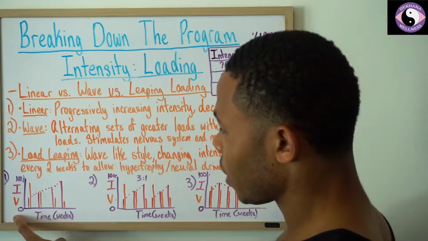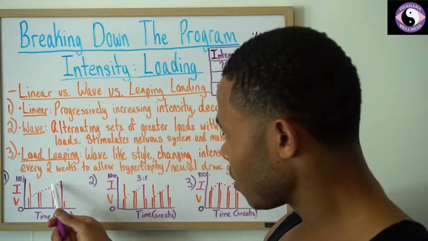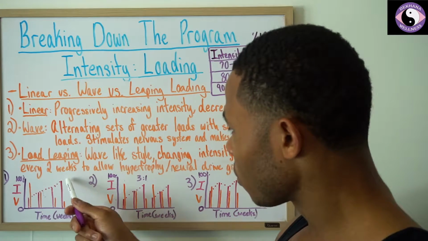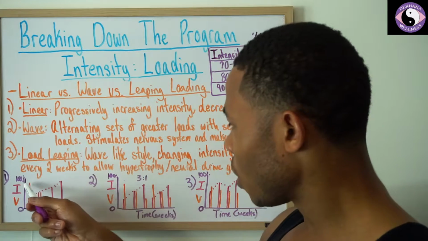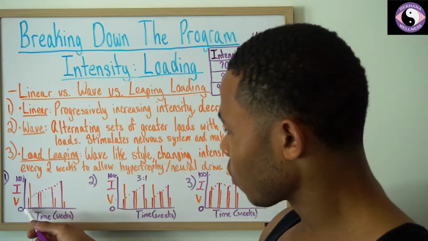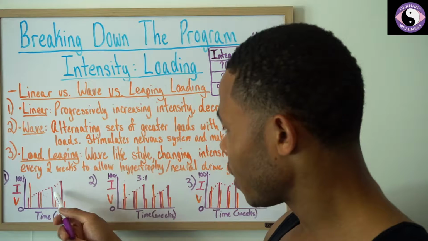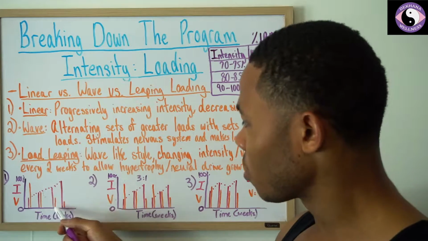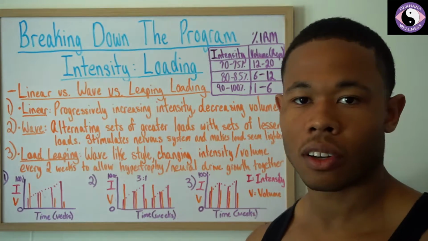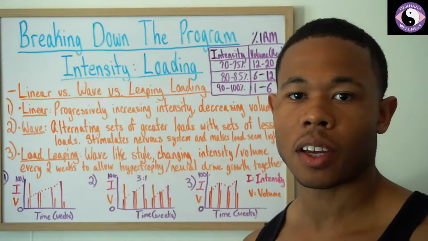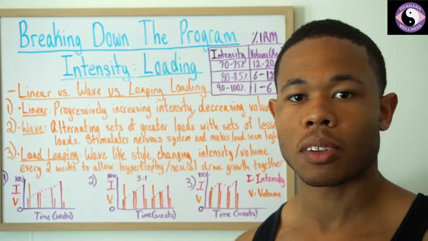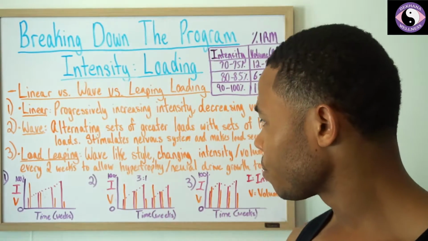So we have diagram 1 here, and you see the dots represent the intensity. Everything in that red represents the intensity going up, and as the intensity goes up, the volume comes down. You see that these red lines go up higher, and then the max, right? So that goes up, and then the volume comes down. That's just how linear loading is. That might be a phase that you want to put your client through. You can mess around with these different types of loading phases.